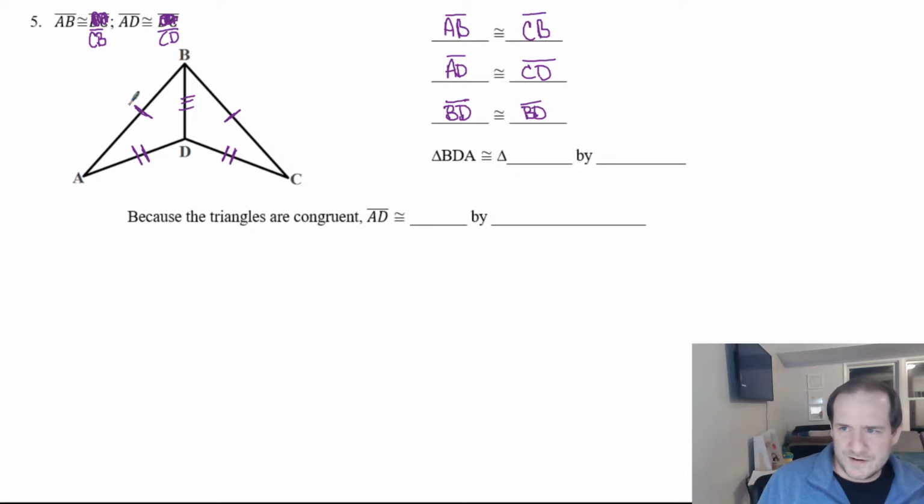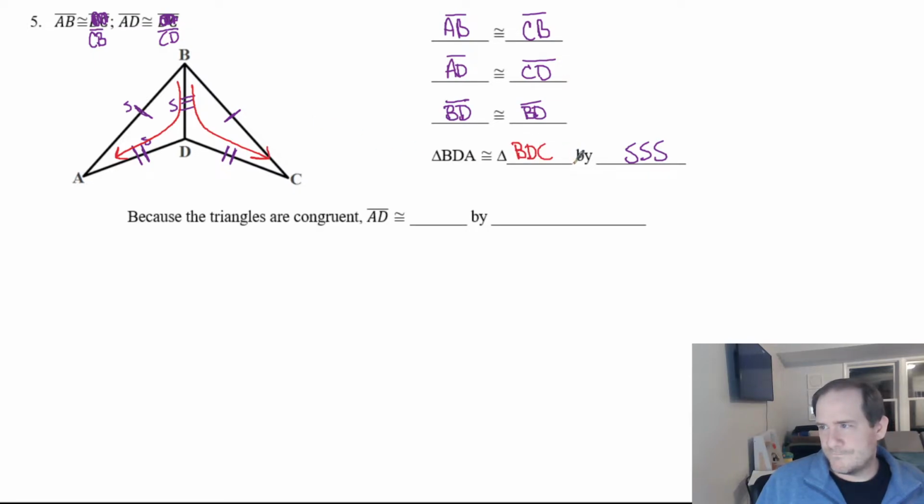Looking at one triangle, I see a pair of sides, a pair of sides, a pair of sides. So this must be side, side, side. And the triangle is named BDA. So BDA starts here and comes down and out. Naming the other triangle, B goes with B, D goes with D, and A goes with C. So we'll go BDC, and that'll be the name. And then they're back to just asking us about corresponding parts. And frankly, we already knew that AD was congruent to CD. So this is easy. This is CPCTC again. That's it. Moving on.